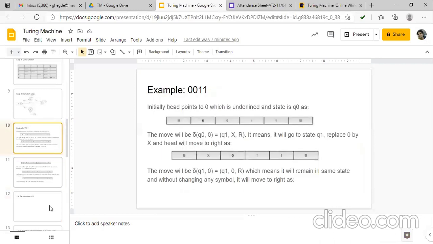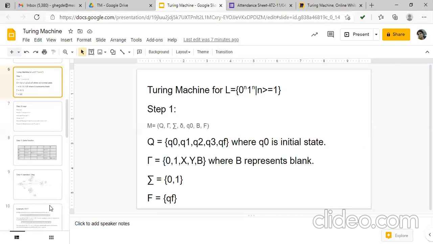Is the example clear, students? Is this 0 raised to n, 1 raised to n clear? Any doubt in this? Students, any doubt in this?